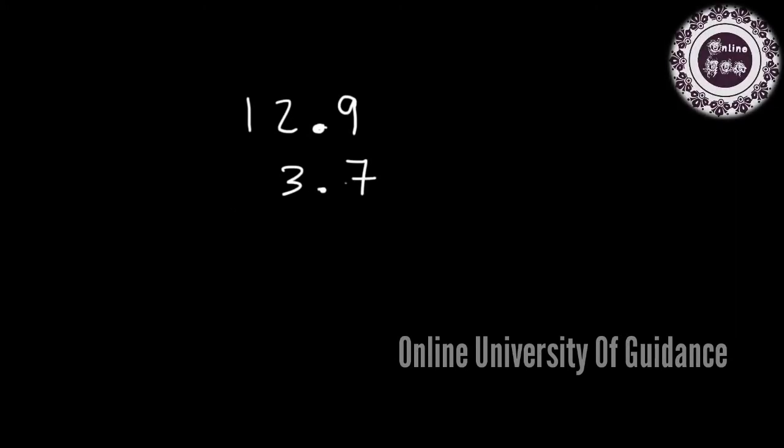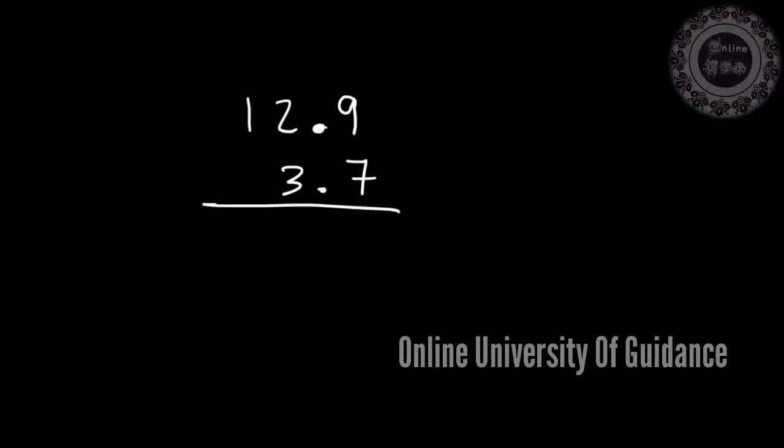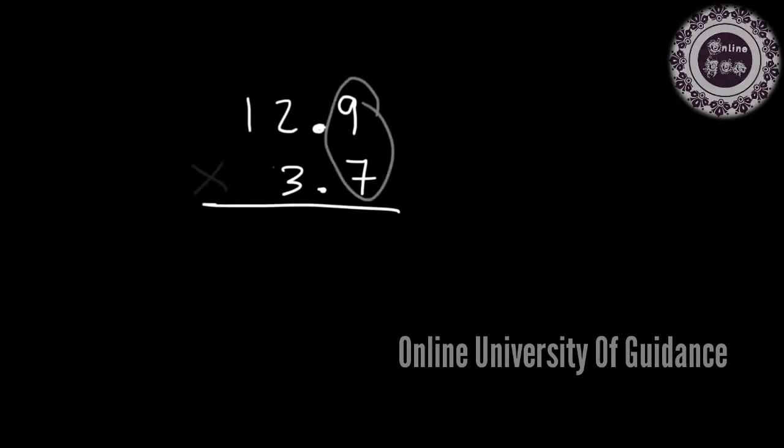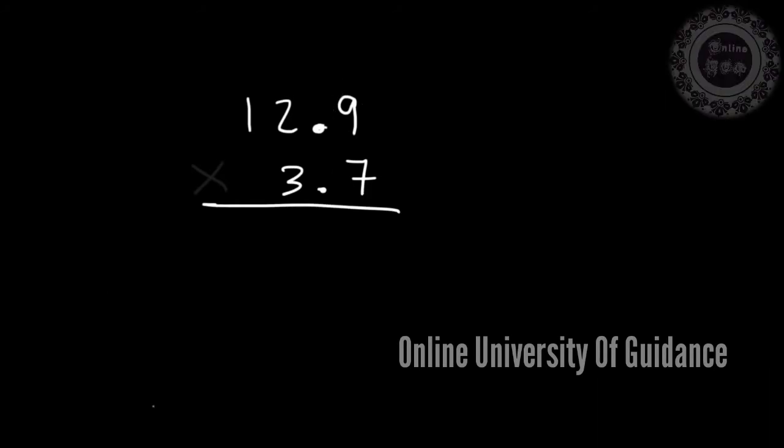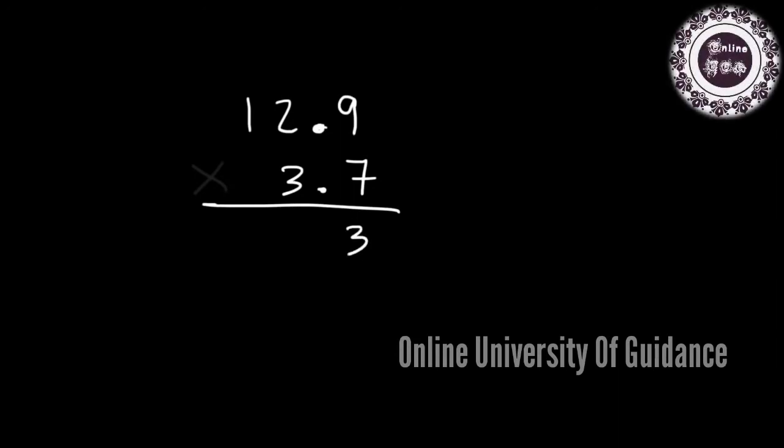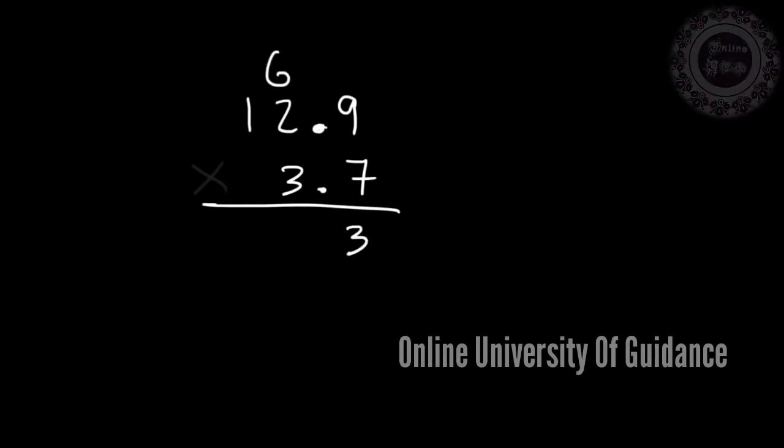Now let's multiply 12.9 by 3.7. Feel free to try this problem. So first, let's multiply 9 times 7. 9 times 7 is 63, so we're going to write the 3 and carry over the 6.